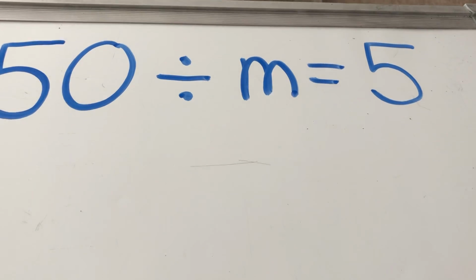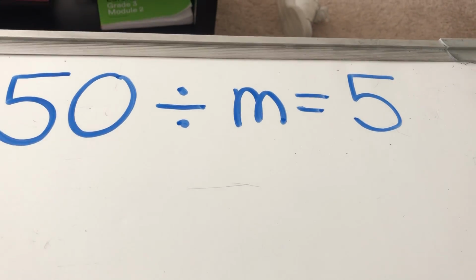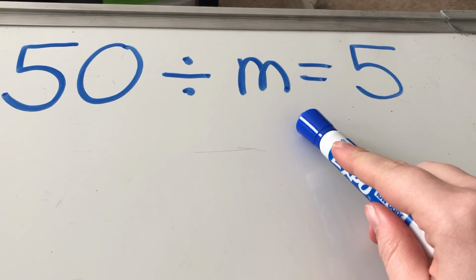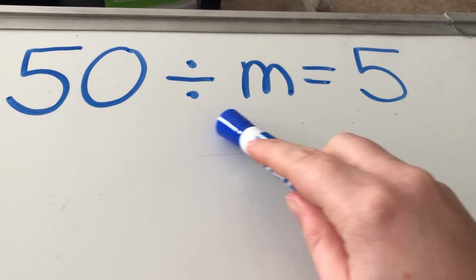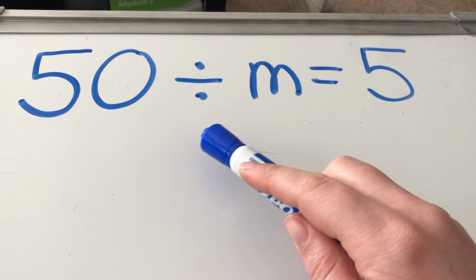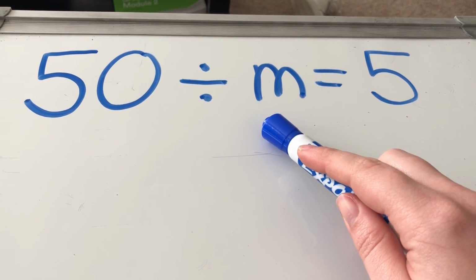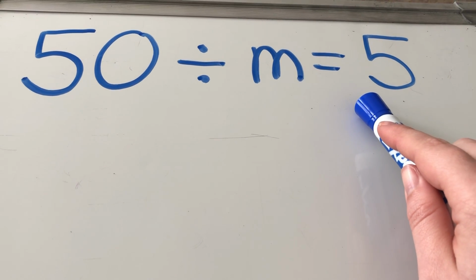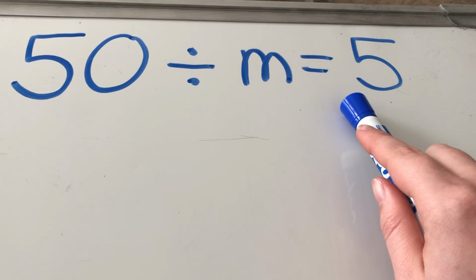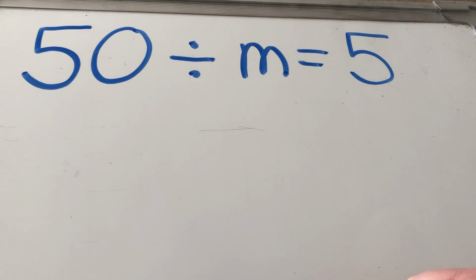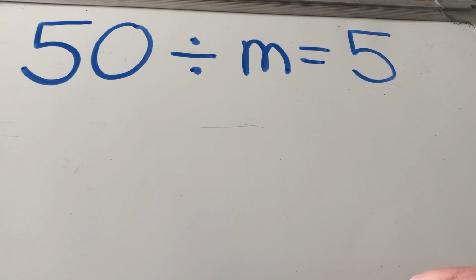All right. We have 50 split into m gives us 5, right? Because division means split into. 50 split into m groups gives us 5. All right? I want you to try to solve the problem. What does m equal?